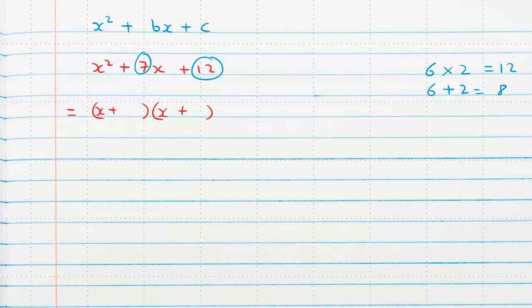But then we take a look at 4 times 3, that is 12. 4 plus 3, that is 7. So this is our answer for this one, x plus 4 and x plus 3. This is how we do a basic factoring for trinomials. Let's take a look at another example.